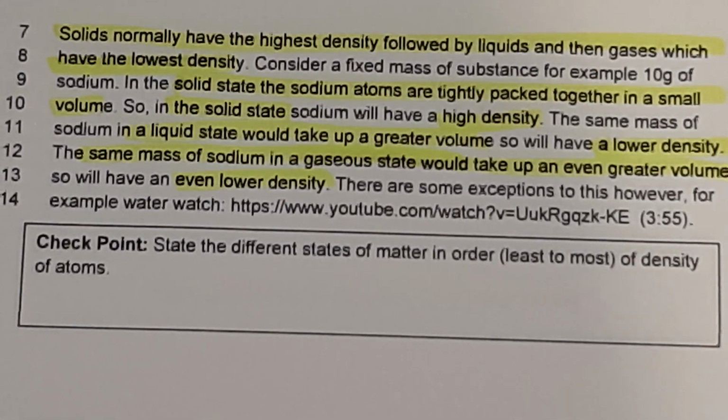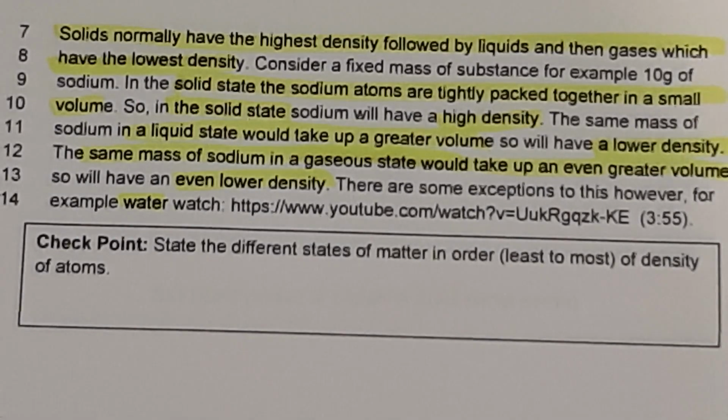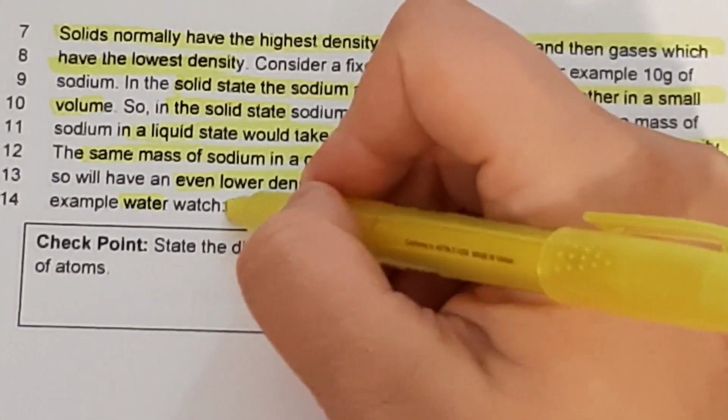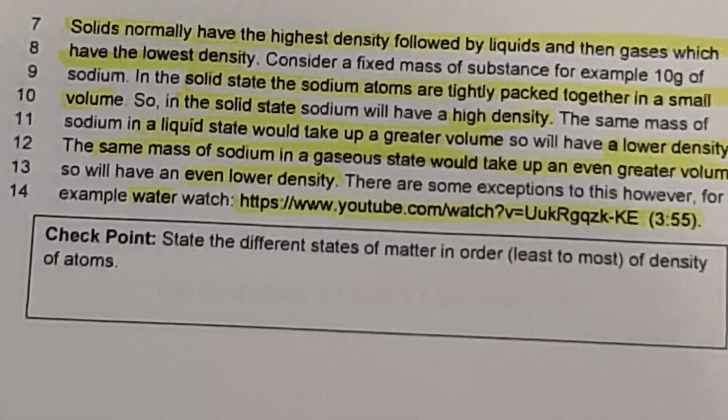So, for example, water. Bizarrely, ice cubes float on liquid water. So solid ice is lighter than liquid water. To learn more about this, you're going to watch this video here on YouTube. Please pause the video whilst you watch that clip on YouTube.